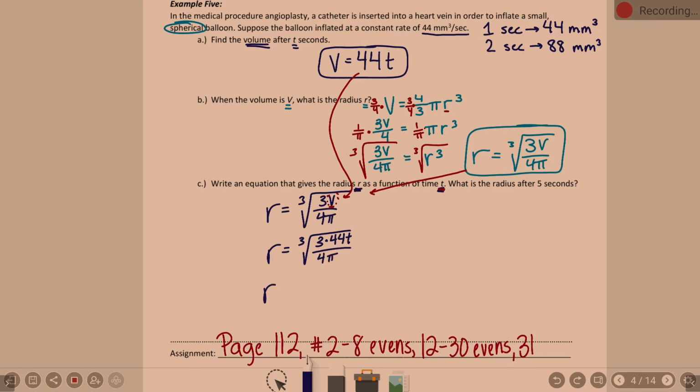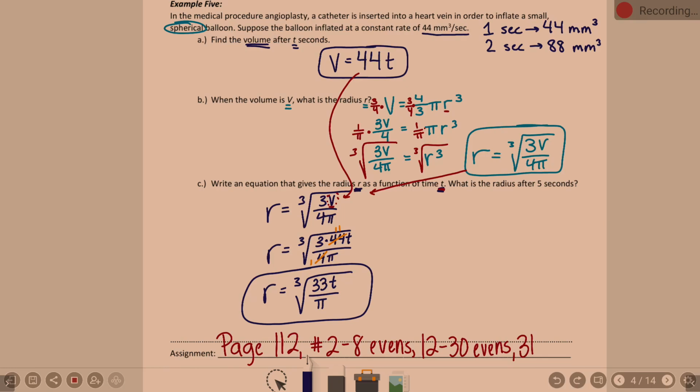Now, we can go big or we can clean up now. I'm not going to multiply yet. What can I clean up in that fraction? 4 and 44. 4 divided by 4 is 1. 44 divided by 4 is 11. So now put it together. r is the cube root of, and what is 3 times 11t? 33t over pi. Okay? Now, that is r as a function of t.